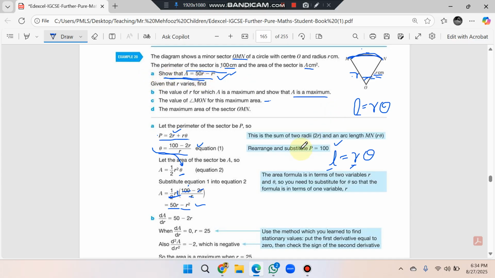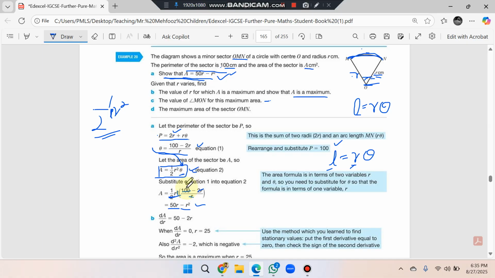Teacher, I didn't understand how you got area equals 1 over 2 r squared theta. This is the formula for the area of a sector. The area of a triangle is basically 1 over 2 r square, that is, 1 over 2 ab sine. But if we have the formula for the area of a sector, it is equal to 1 over 2 r square theta. Okay, this is the formula. We will use this formula for the area of the sector.